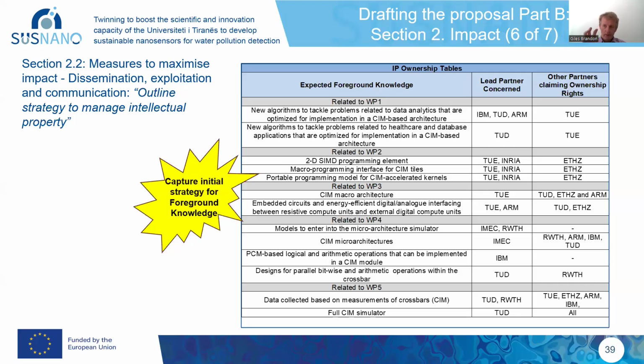What I do, certainly for research and innovation actions and innovation actions, and even for twinning projects such as SUSNANO, any project where there is going to be some research going on, is I ask the consortium partners to indicate what foreground knowledge they expect to generate. So foreground knowledge is new knowledge, as opposed to background knowledge, which is knowledge that they already had and they're bringing to the project. Foreground knowledge is the new knowledge they anticipate to generate during the project.